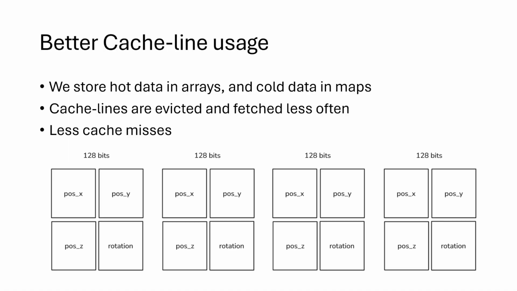So as you can see, we have twice as many goblins that we can operate on in the same amount of cache.